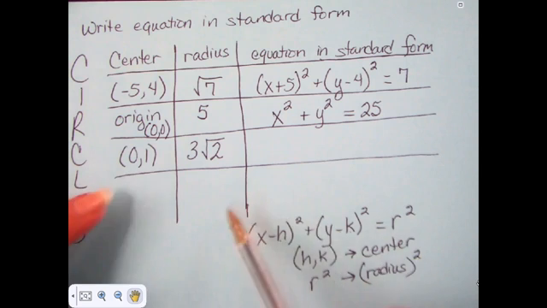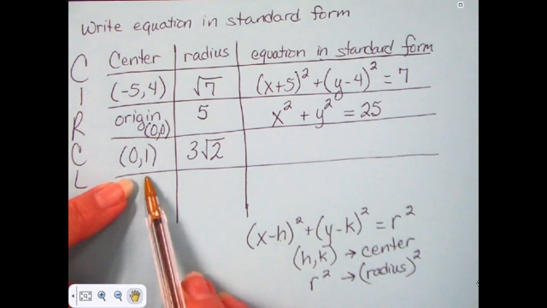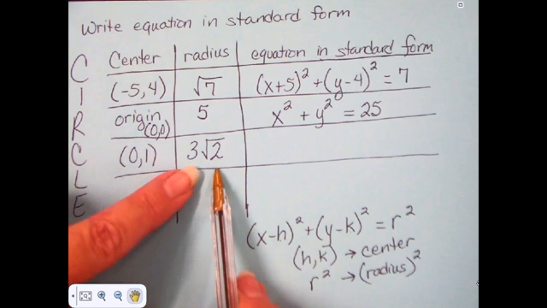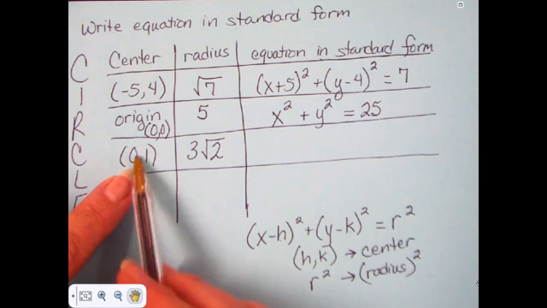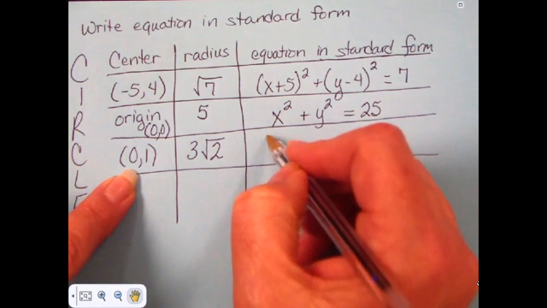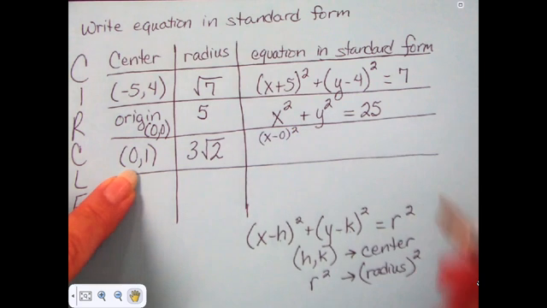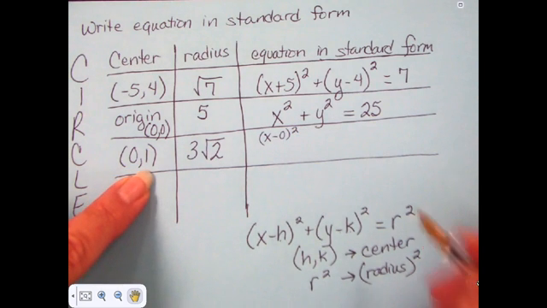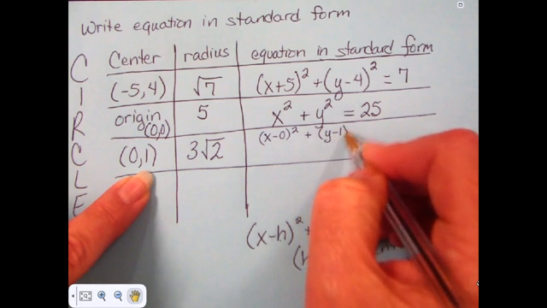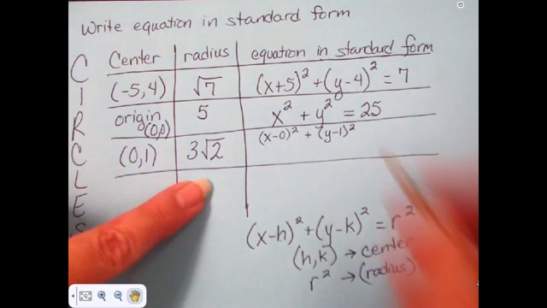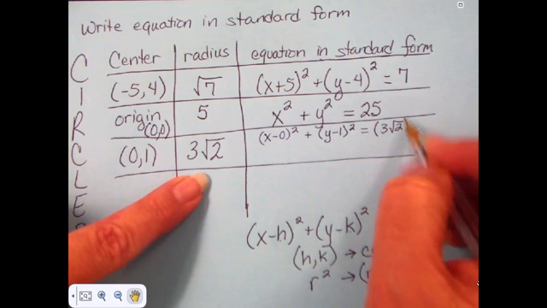And we're back for our last example in this section. We have a circle with a center of 0, 1 and a radius of 3 radical 2. Now in this one, our x value is 0. So we could start off writing (x minus 0) squared. Our y value is 1. We could have (y minus 1) squared. And that's going to equal (3 square root of 2) squared.